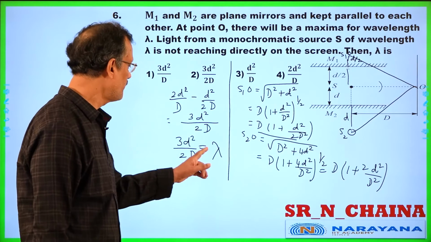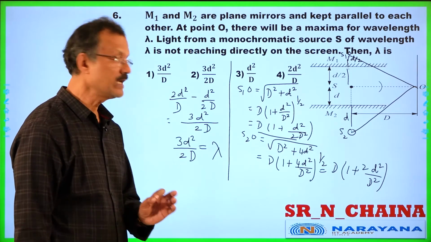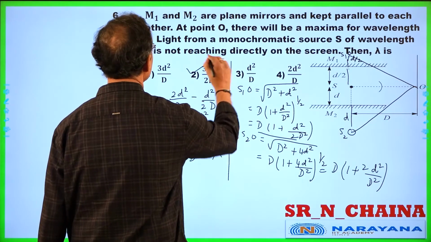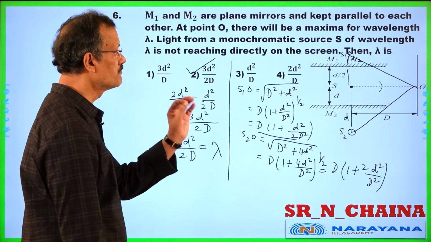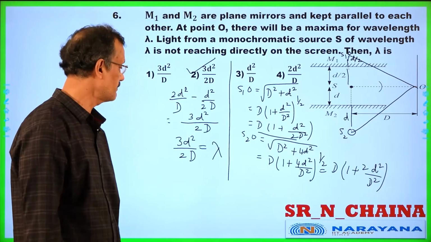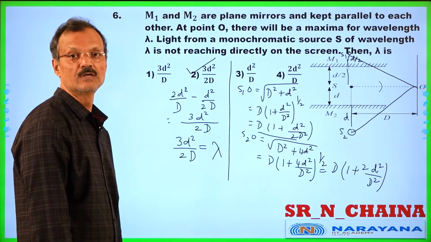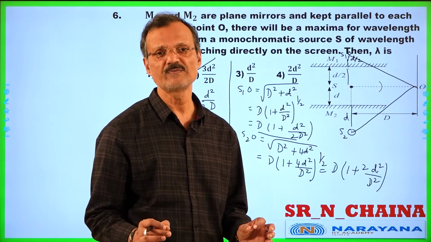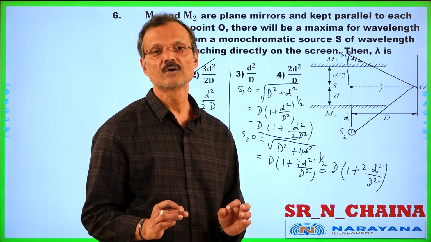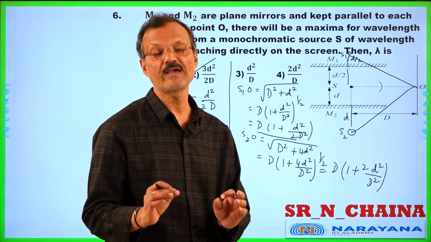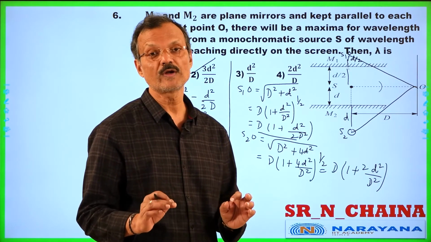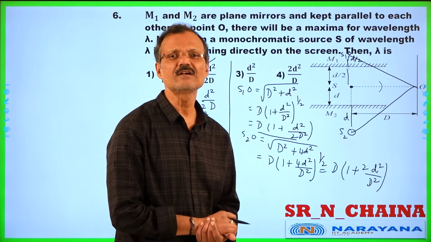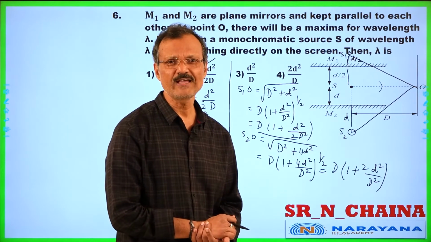Check now. Path difference lambda should be equal to 3ds square by 2d, and the answer is here. If you want maxima at O for wavelength lambda, lambda should be equal to 3ds square by 2d, which is nothing but the path difference between two virtual coherent waves, meaning two coherent waves emanated from two virtual coherent sources S1 and S2. You will be thinking, sir, you have considered reflection, why have you not taken phase change?